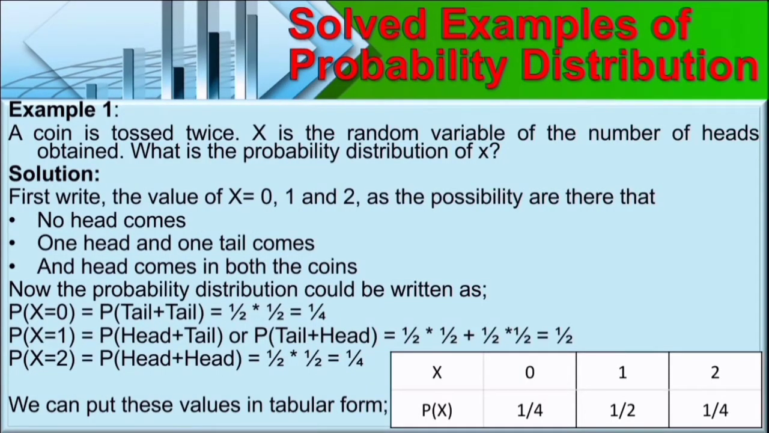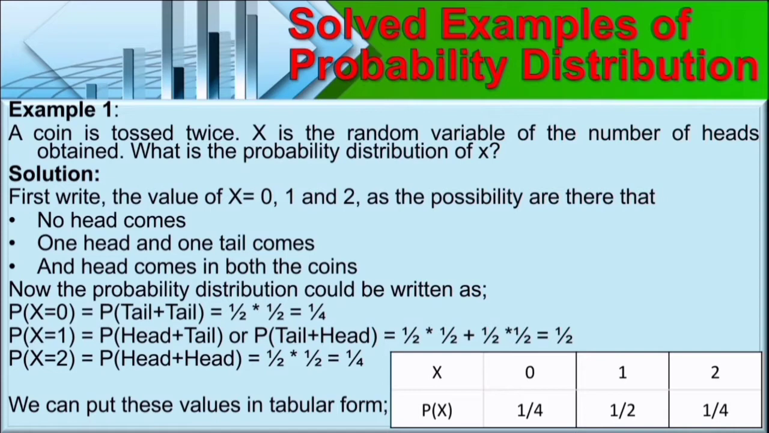Solved examples of probability distribution. Example 1. A coin is tossed twice. X is the random variable of the number of heads obtained. What is the probability distribution of X? Solution. First, write the value of X is equal to 0, 1 and 2, as the possibilities are that no head comes, one head and one tail comes, and head comes in both the coins. Now the probability distribution could be written as the probability of X is equal to 0 will be calculated as 1/4, probability of X is equal to 1 will be calculated as 1/2, and probability of X is equal to 2 will be calculated as 1/4.